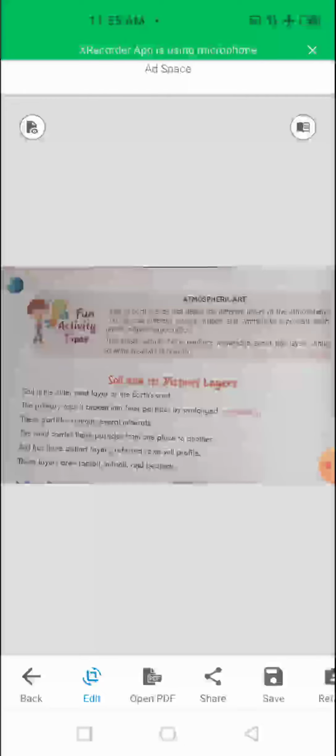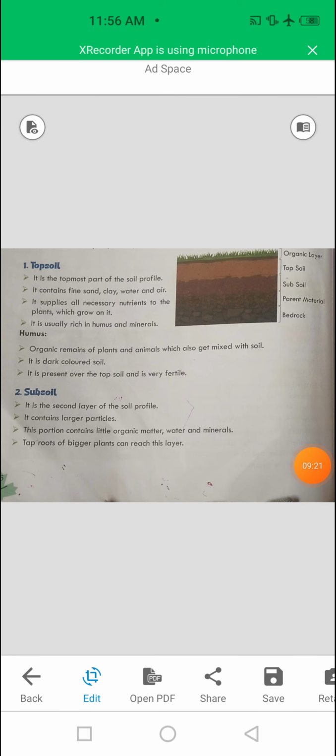So students, these particles contain several minerals, and wind carries these particles from one place to another. And soil has three distinct layers referred to as soil profile, and these layers are topsoil, subsoil and bedrock. Now let's discuss them. First is topsoil. It is the topmost part of the soil profile, and it contains fine sand, clay, water and air. It supplies all necessary nutrients to the plants which grow on it. It is usually rich in humus and minerals.